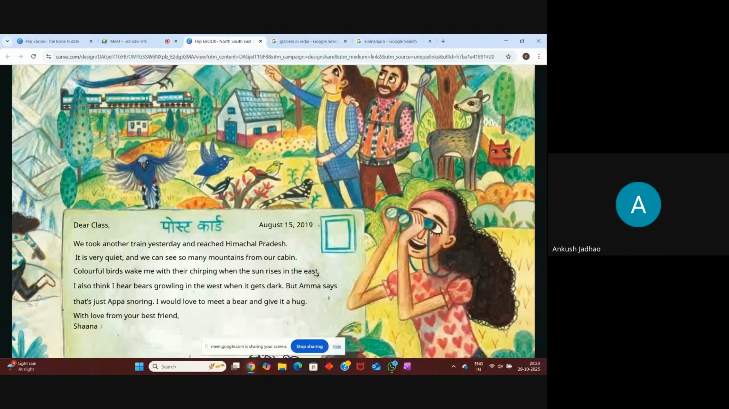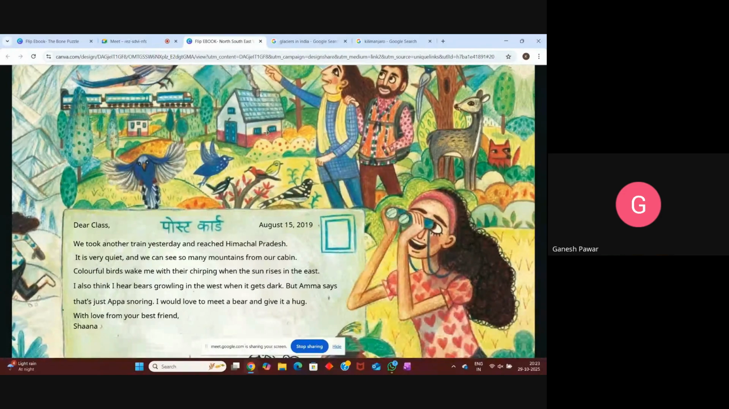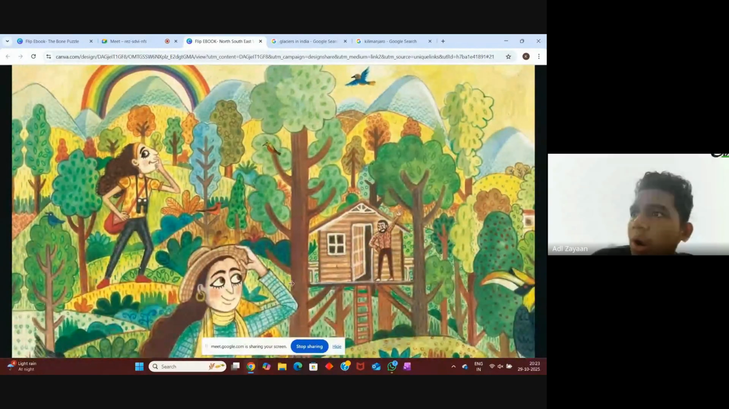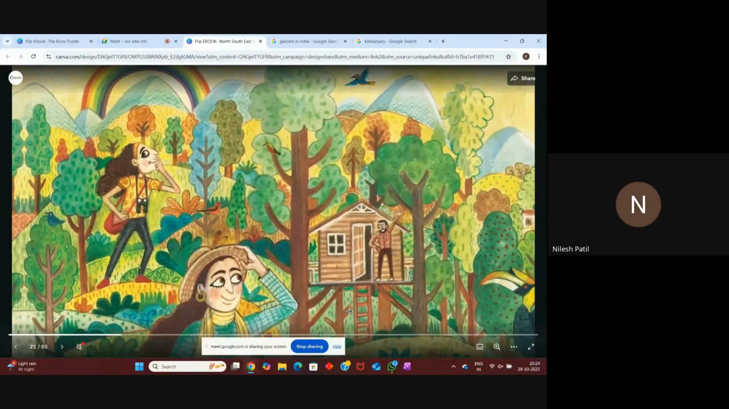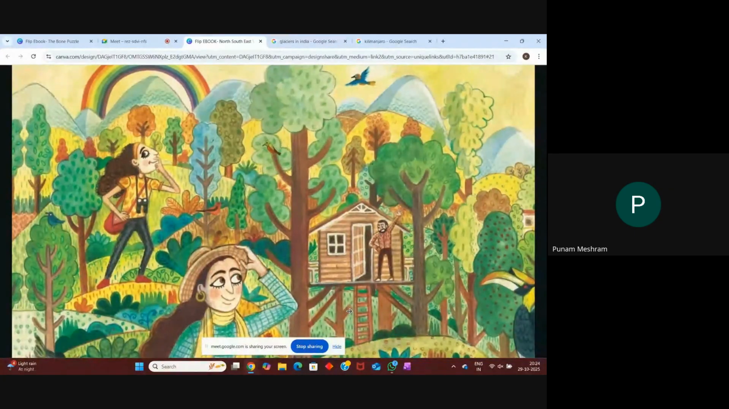Mountains. A fox is there. Trains, homes, mountains. Trees. There are houses. What is a tree house? This thing is called a tree house. Tree house, rainbow, mountain.